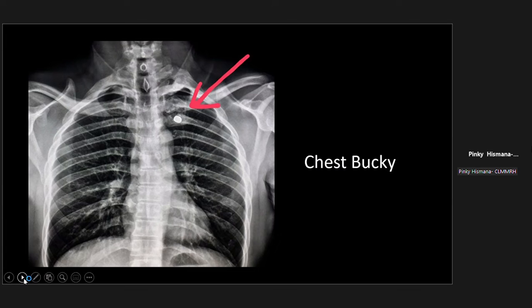The spelling would be such as this. So this is actually a chest Baki view. If you notice, hindi masyado makita ang lung parenchyma. It's over-penetrated, but basically mas klaro dere ang imong skeletal structure. So please remember chest Baki when you have trauma patients wherein you want to delineate if there's fracture or not.